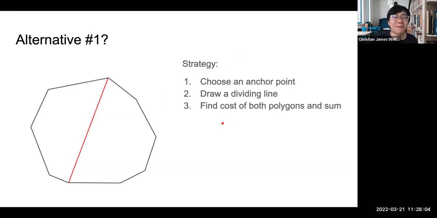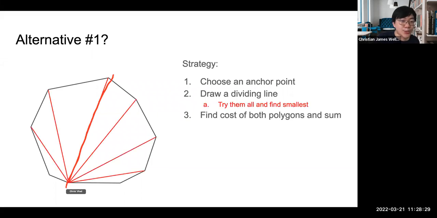When I was preparing for this tutorial last semester, I tried to think, is it possible to break it down into different choices? So here are some alternatives you can think about. For example, a strategy is to choose an anchor point and draw a dividing line. So just in case, instead of drawing a triangle, maybe you instead just cut it into two, and then cut it into two in this fashion.